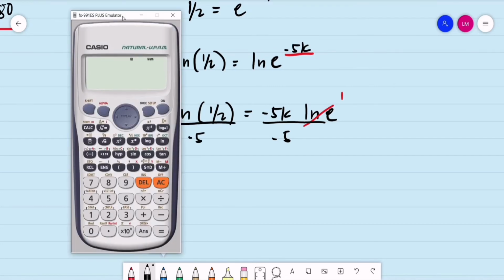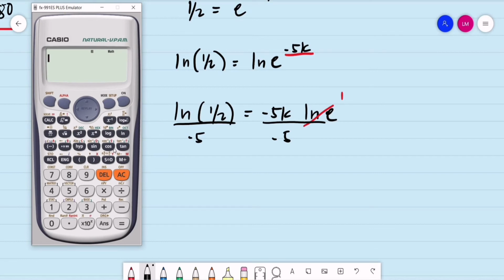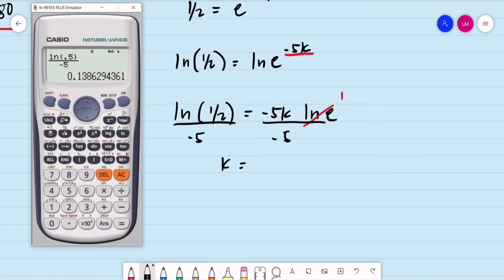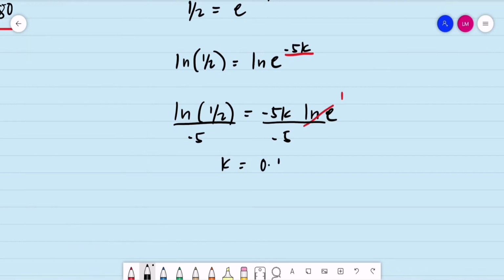So what will be that value? This is the ln of 1/2, or 0.5, divided by negative 5. The value of k will be equal to, if you are to use 4 decimal places, 0.1386. So that will be the value of the proportionality constant.